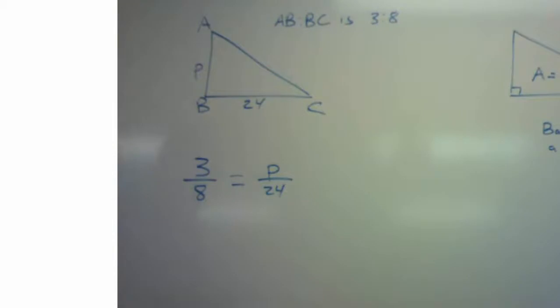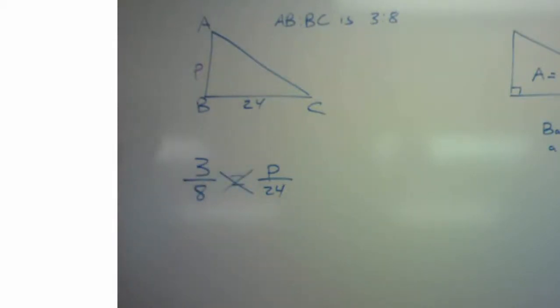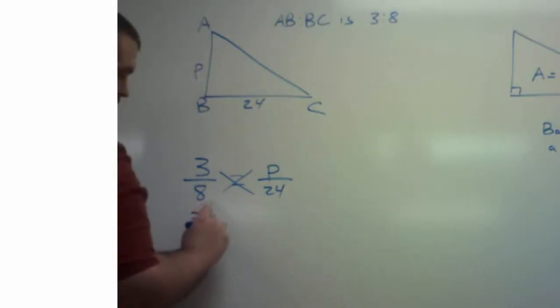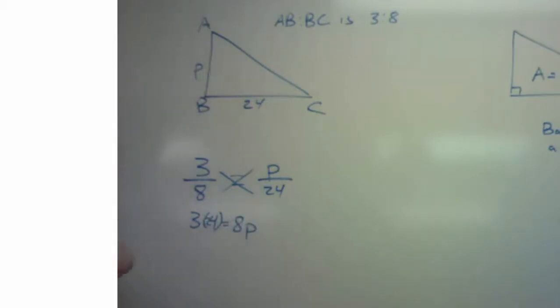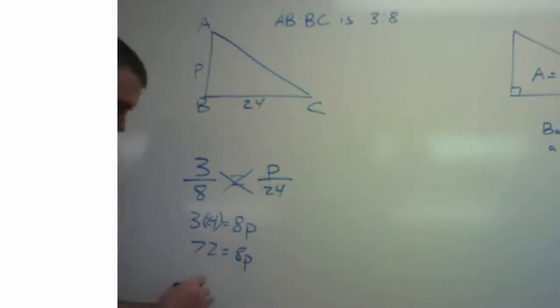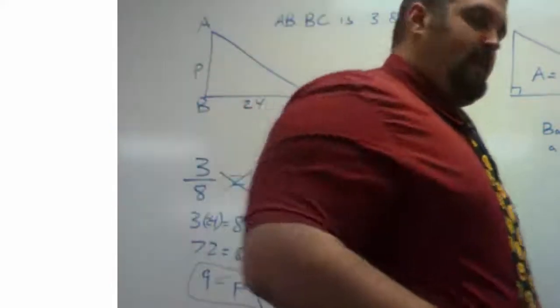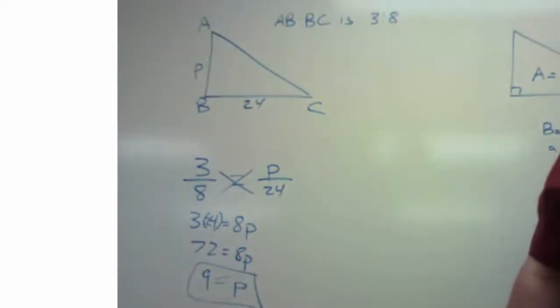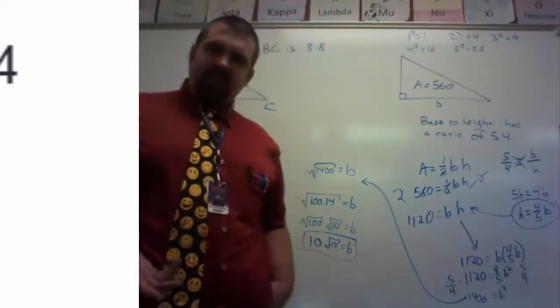I know how to solve a proportion. Anytime I'm given a proportion, I can cross multiply. 3 times 24 equals 8 times P. Well, 3 times 24 is 72. 8 times P is 8P. Divide both sides by 8, you get 9 is what P is. And all it's asking for is solve for the variable. I have found P. It's 8. Sorry, it's 9.